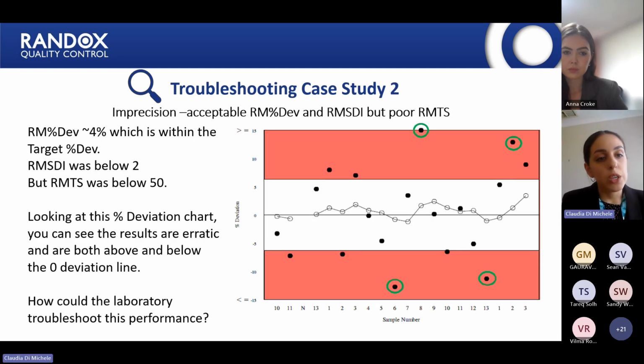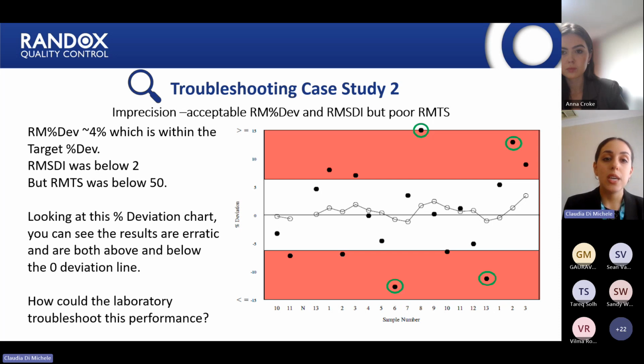So another case study which talks about imprecision and being able to identify precision from EQA is this one here. This particular lab had a running mean percent deviation of about 4%, which is within their target percent deviation. Their running mean standard deviation was below 2. So really, when you look at those first 2 metrics, you might think there's nothing wrong. But their running mean target score for the last 10 samples was below 50. So they knew they had a problem.